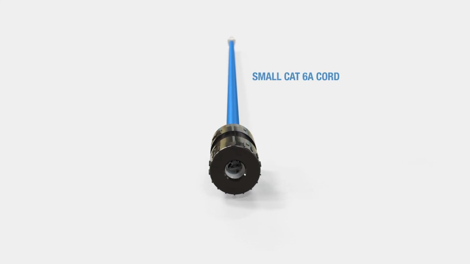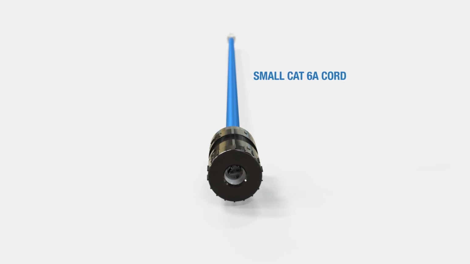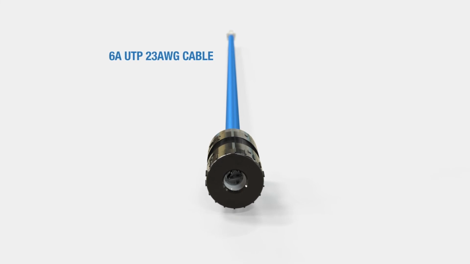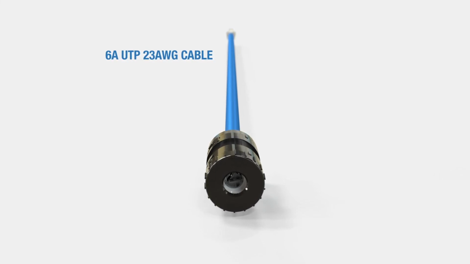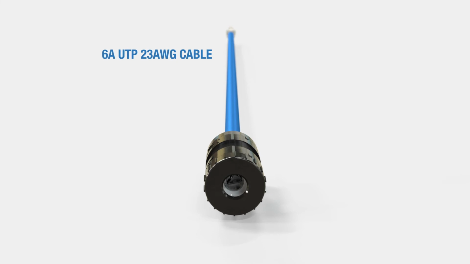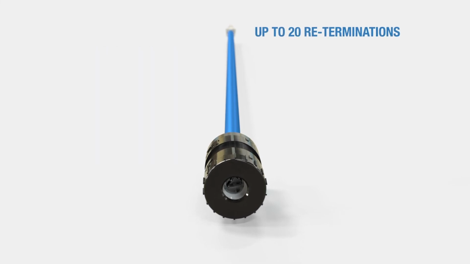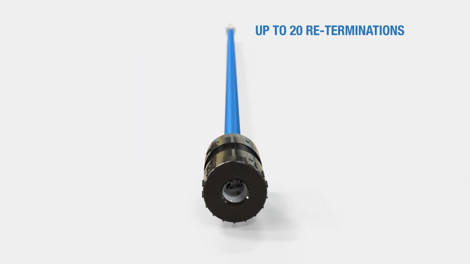The included Category 6A cord is as small as most Cat 6 cords and can be routed through small pathways or devices. The 6A cord is 23AWG, so it doesn't have to be derated, and it supports full 90-meter permanent link lengths. The splice can be re-terminated up to 20 times.